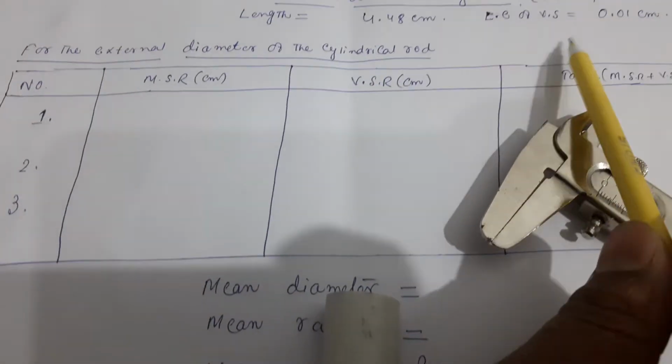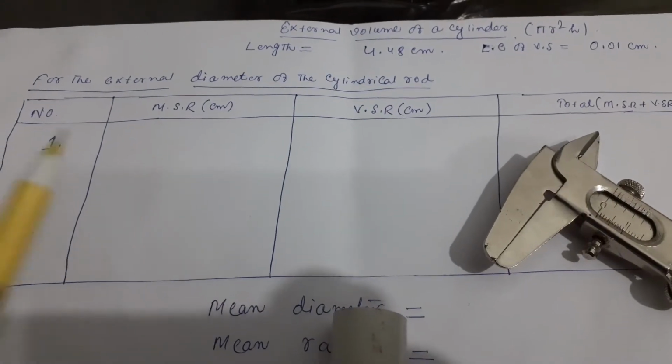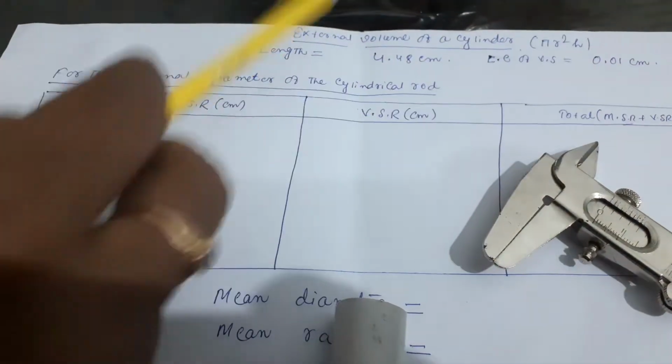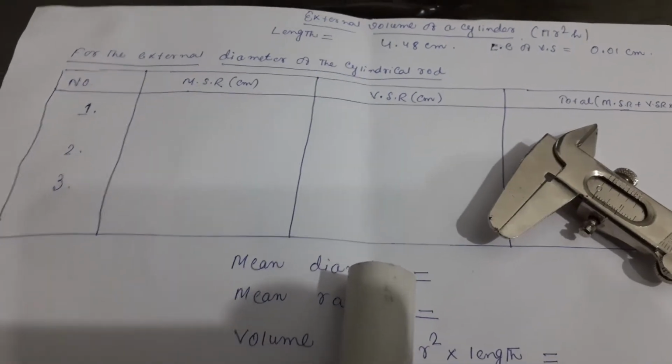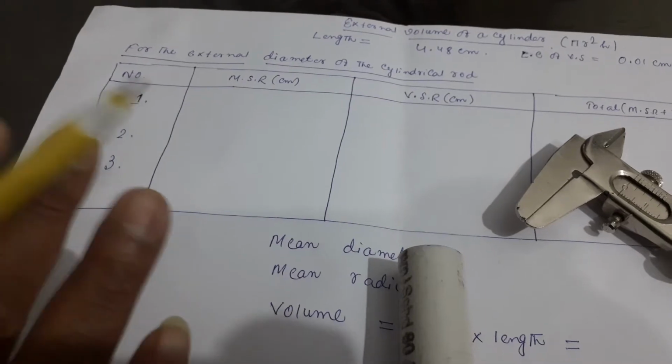So the formula we all know, pi r square into length. Okay, pi r square h, you can know that one. So this length we will use here to calculate this volume. So this is the table. We know how to calculate. Actually, the same table we will follow here.